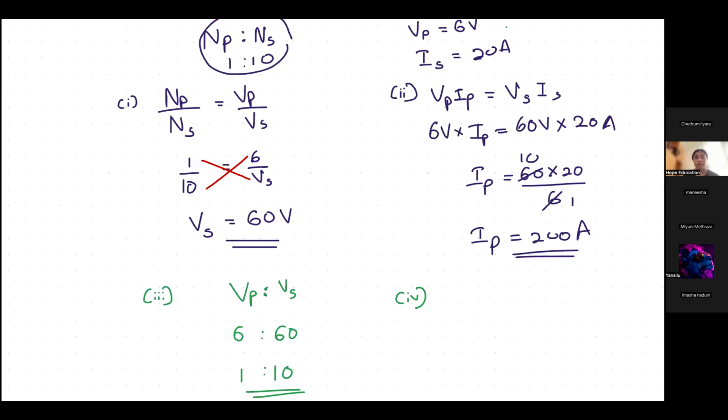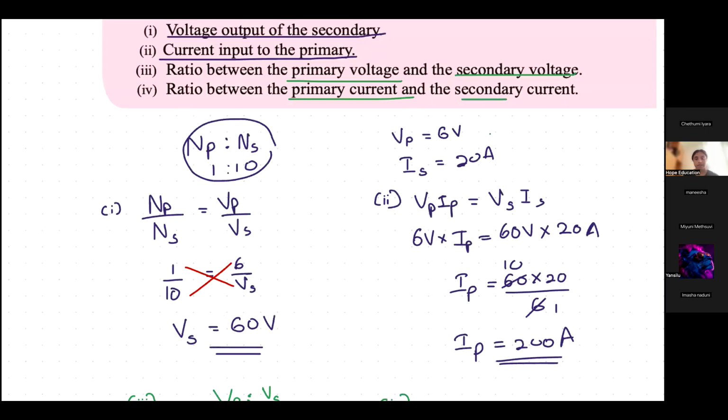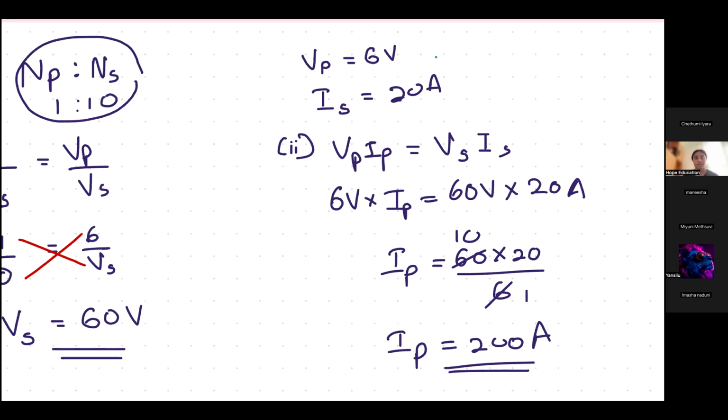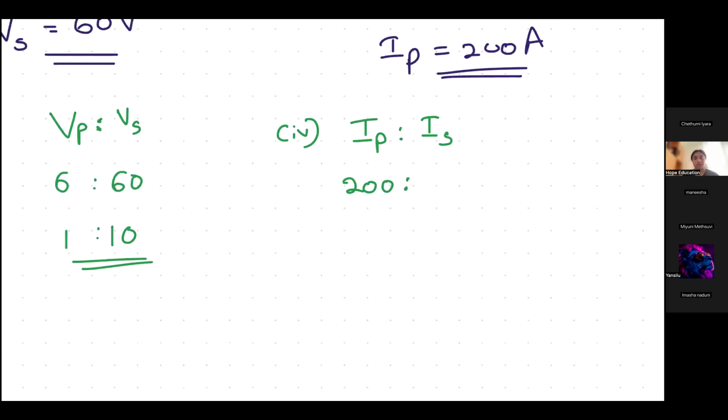Then the ratio between primary current and secondary current. Primary current is 200 amperes. Secondary current is 20 amperes. So the zeros cancel. We can divide both sides by 20. 200 divided by 20 is 10, 20 divided by 20 is 1. These are the ratios. All clear, Lamai?